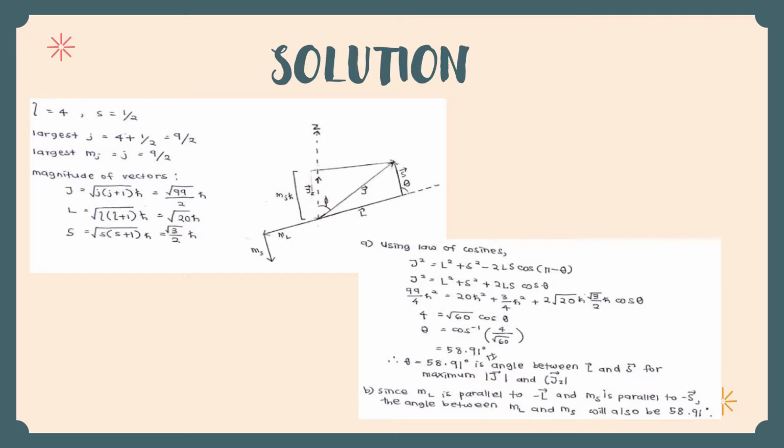For A, we use the law of cosines to find the answer, and the answer theta is 58.91. So theta is 58.91 degrees, the angle between L and S for maximum J and JZ. For B, the answer is: since ML is parallel to the negative L and MS is parallel to S, the angle between ML and MS will also be the same, which is 58.91.